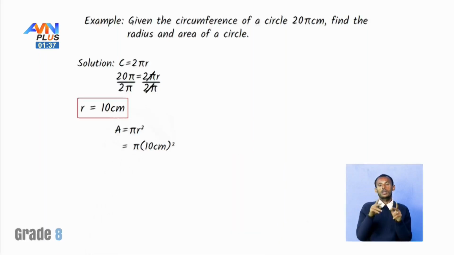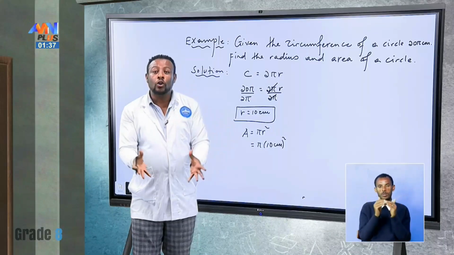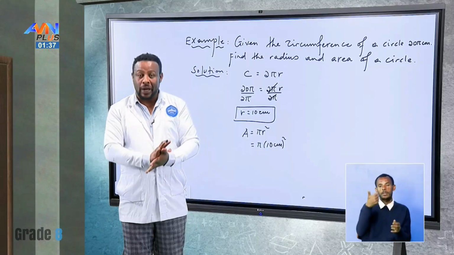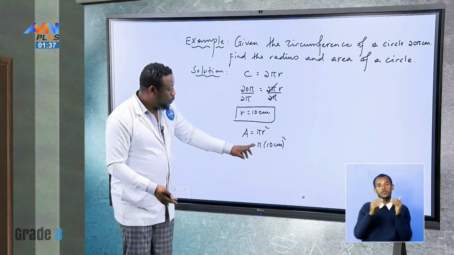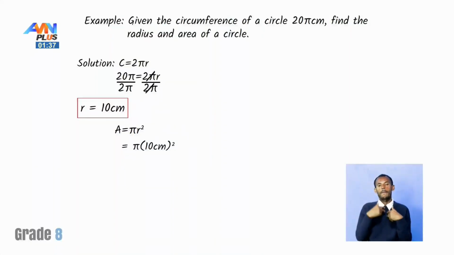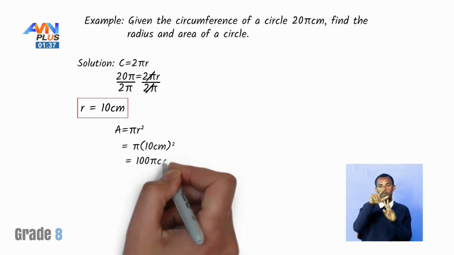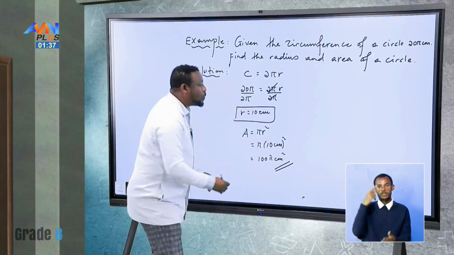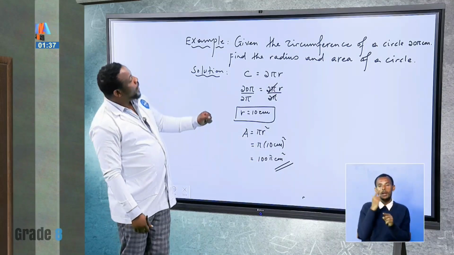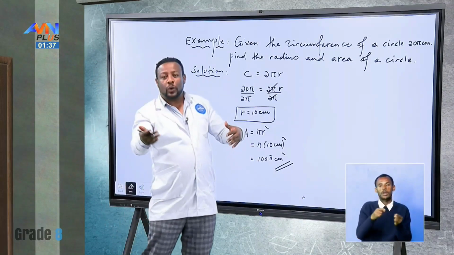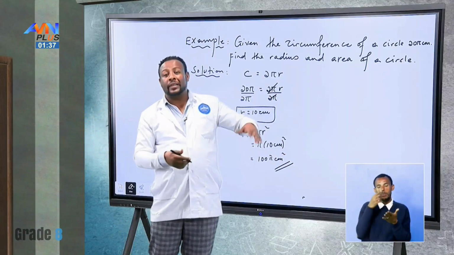Okay, 10 centimeter square means 10 centimeter times 10 centimeter. As you all know, 10 times 10 is 100. And centimeter by centimeter is centimeter square. So we have pi. So the product of this becomes 100 pi centimeter square. So this is the required answer for the second part, right? So this way you can calculate the circumference, the area, or sometimes you may be asked to find the radius, right?